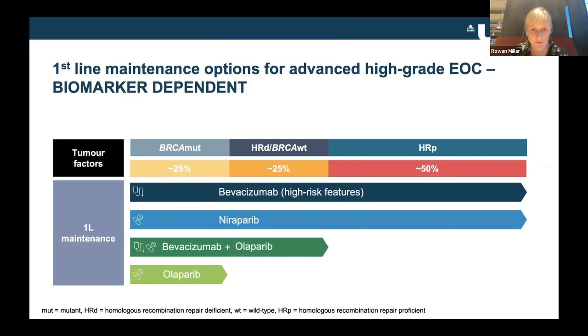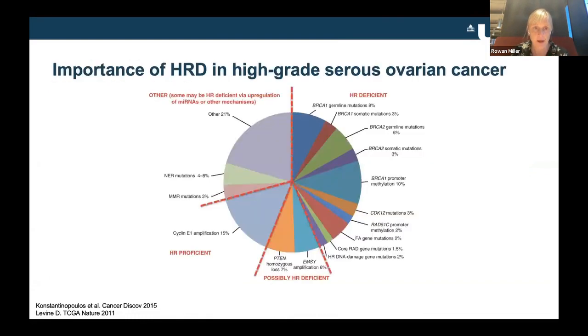And I'll just go through some of the data surrounding this. But I think, first of all, it's important to understand what we mean by HRD. So data from the TCGA, the Cancer Genome Atlas, again almost a decade old, demonstrates the most common recurring mutations in high-grade serous.